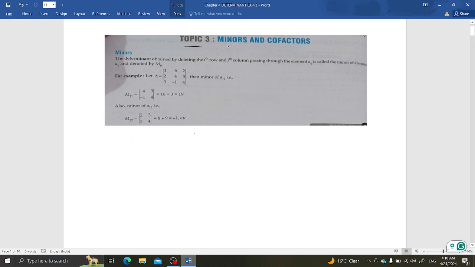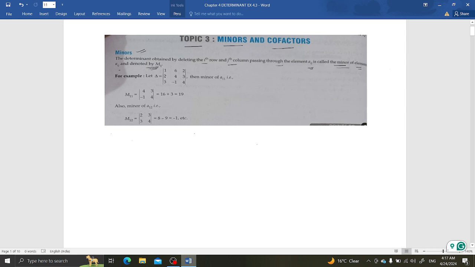This is our third topic, that is minors and cofactors. So what is a minor actually? The determinant obtained by deleting the ith row and jth column passing through the element aij is called the minor of the element aij, denoted by Mij. Now, to discuss this one, we can go by the example.